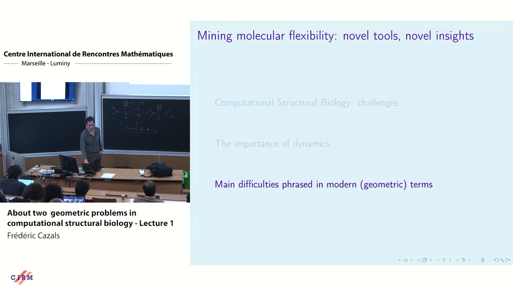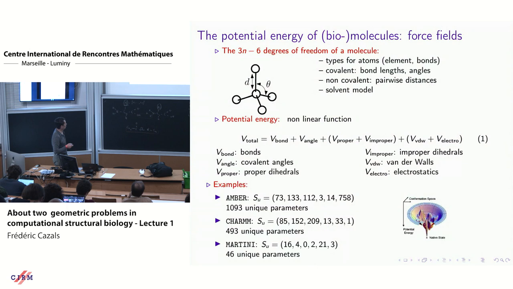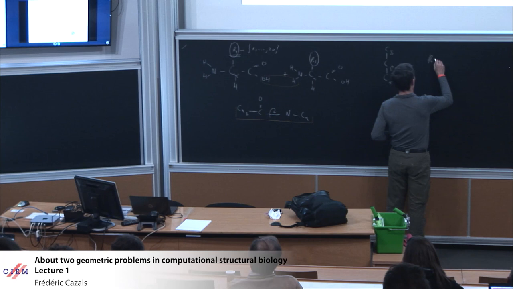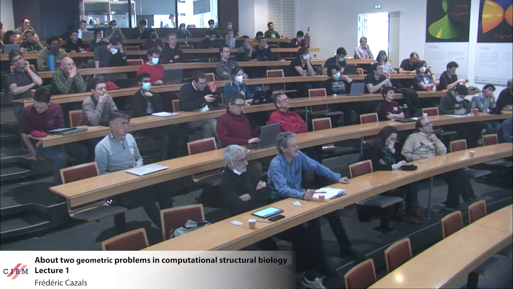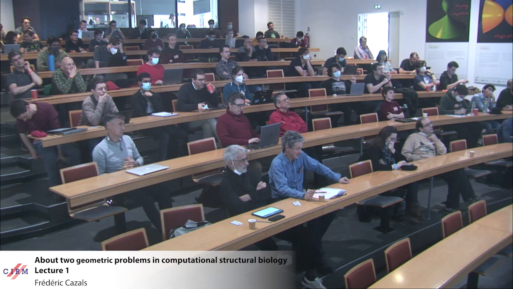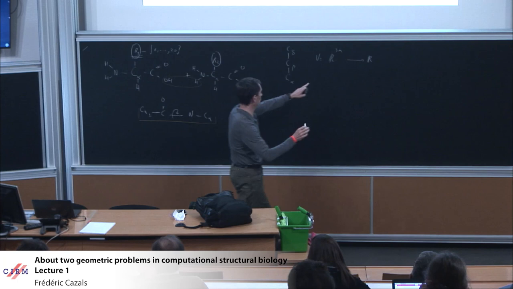And so before talking about the first topic, let me try to rephrase in modern geometric terms what these questions are. In order to do this, I need to introduce a so-called force field. A force field essentially is a mapping, a real valued function from R^3n into R. This is a force field, and we typically write it V for potential energy. So it's a potential energy like for any physical system. And in molecular mechanics, we essentially are talking about the terms which are found in a force field.